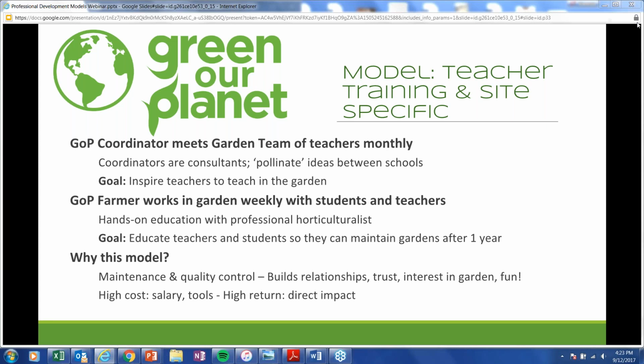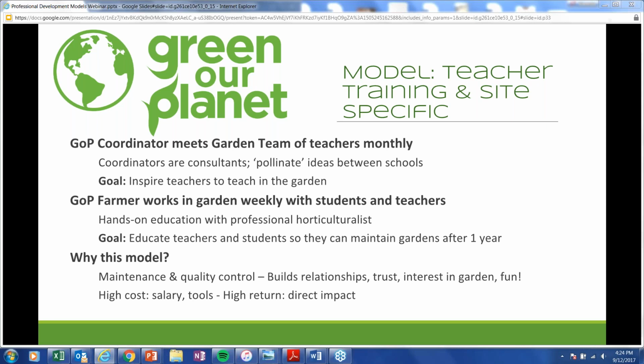The other way that we train teachers is through our GOP farmer, who is either a trained horticulturalist or a master gardener on our staff. They go into each of our gardens once a week for an hour, and they work directly in the gardens with students and teachers on maintaining the gardens, learning about plant physiology and how plants grow. Their goal is pure education for both the teachers and the students, so that after 1 year of our programming, the school can take on the garden, they know what to do, and then Green Our Planet can just be a consulting firm for them rather than us going in every week.